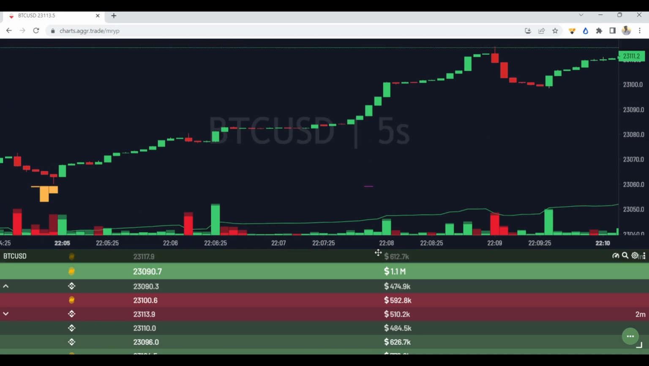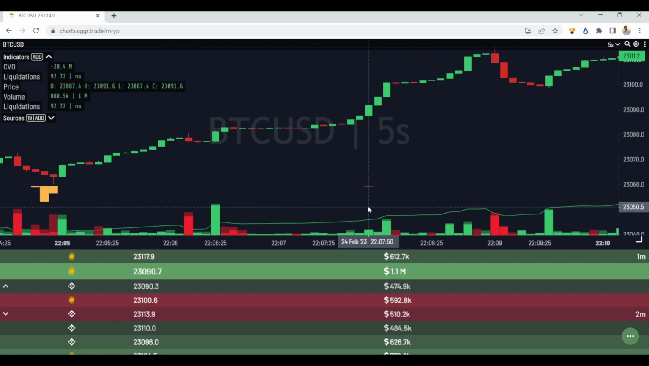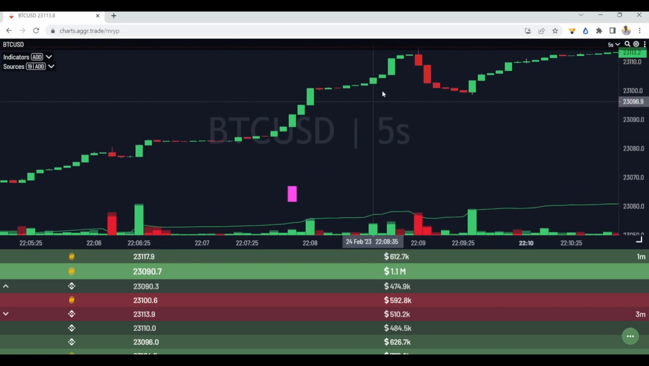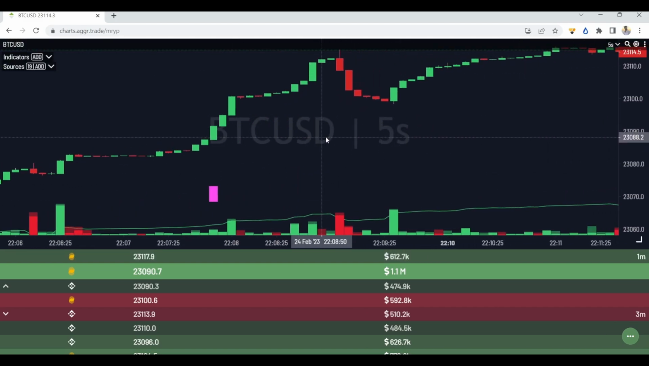We can actually find out the exact size of it too. It was only $92 worth of liquidations. I'm getting that data right here, guys. This liquidation was 18,000, so this is not even meaningful. But all of this buying just means that you should be looking to buy and absolutely not to sell.